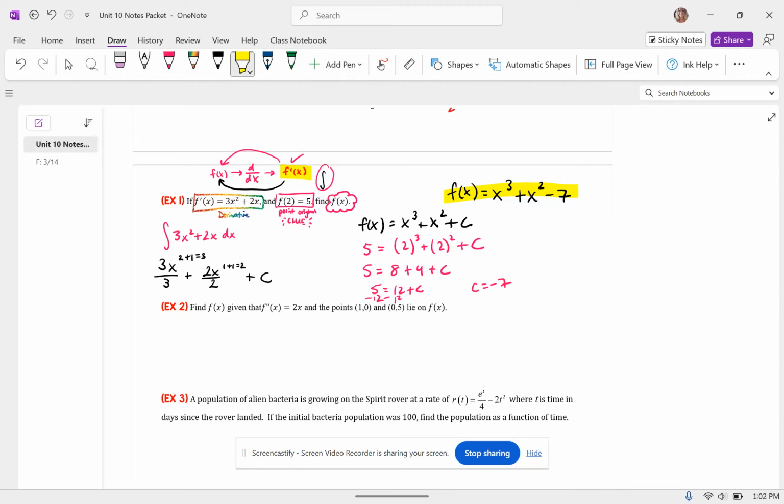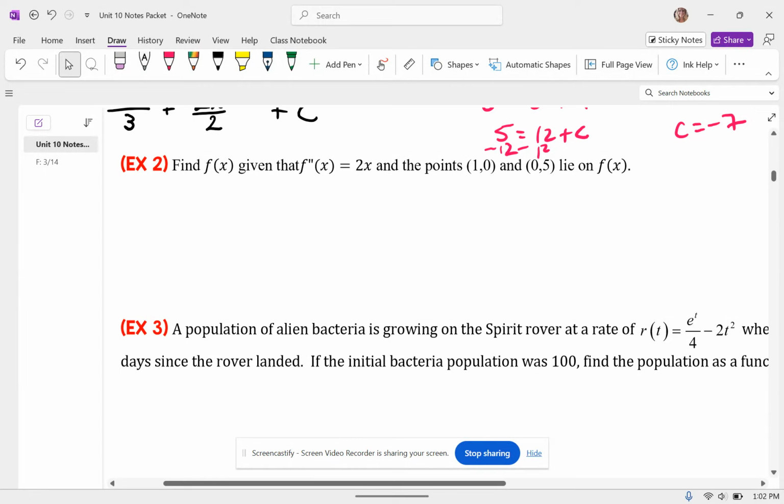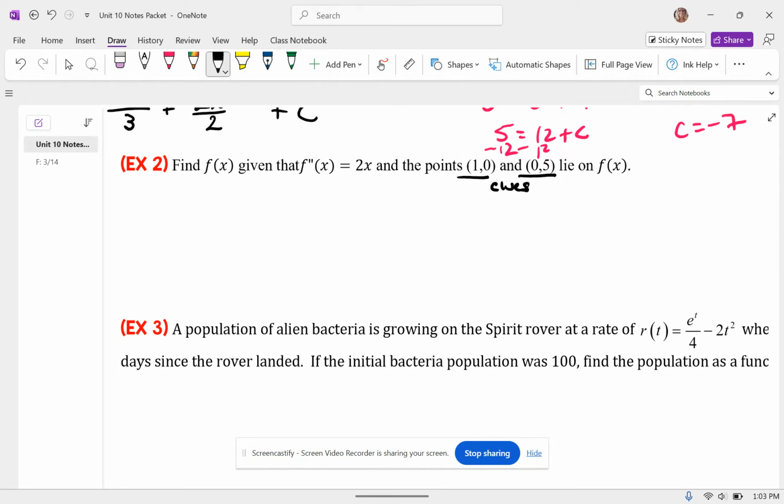We are going to look at example 2. Example 2 says, Jason, can you read example 2 for us? Absolutely. Find f of x given that f double prime of x equals 2x, and the points (1, 0) and (0, 5) lie on f of x. All right. So these are our clues, right?